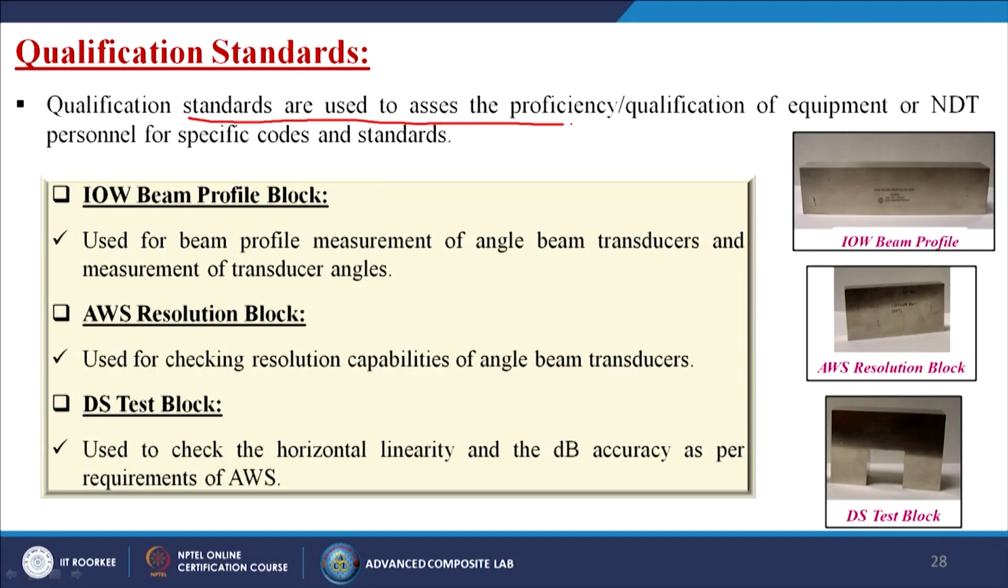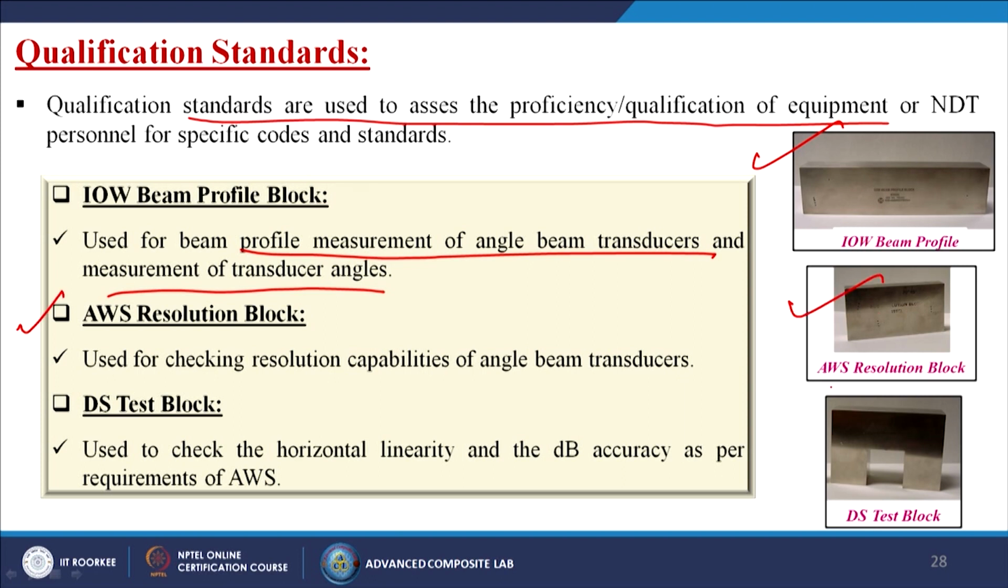Now come to the qualification standards. Qualification standards are used to assess the proficiency or qualification of equipment or NDT personnel for specific codes and standards. First one is called the IOW beam profile block. This is used for beam profile measurement of angle beam transducers and measurement of transducer angles.